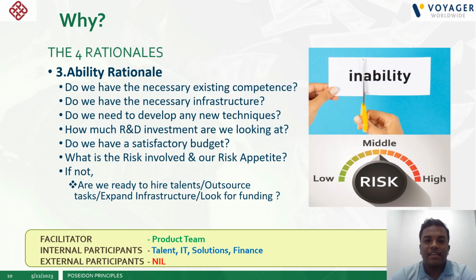The third one is the ability rationale. This is where we analyze whether we have the right amount of competence, infrastructure, and budget required for this particular solution or product. If we don't have it, whether we are willing to outsource or acquire.